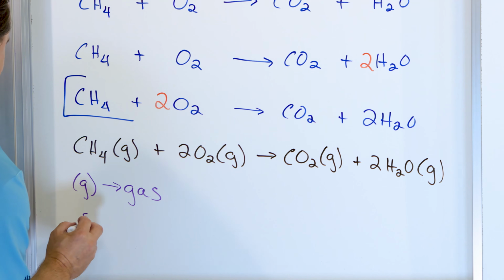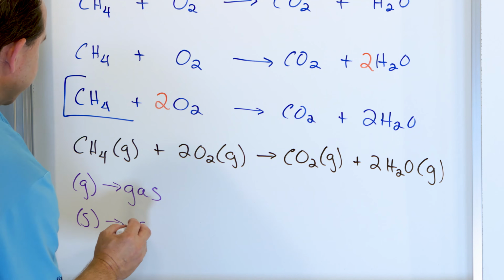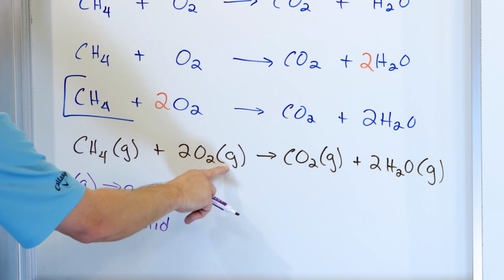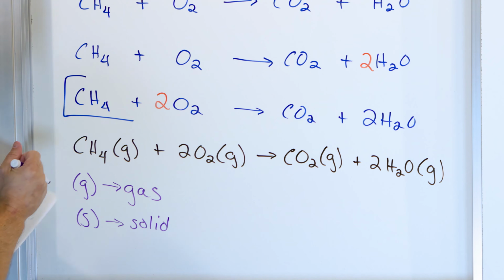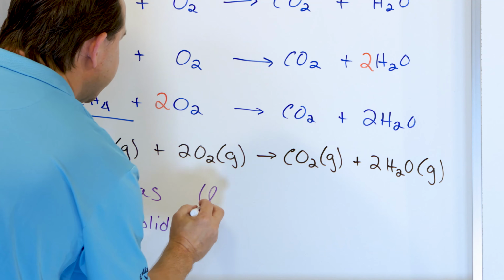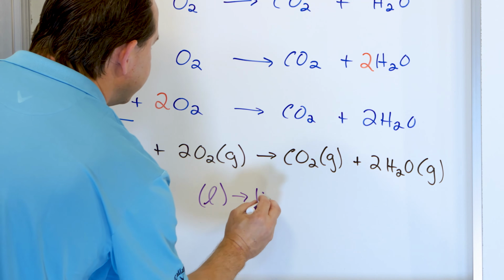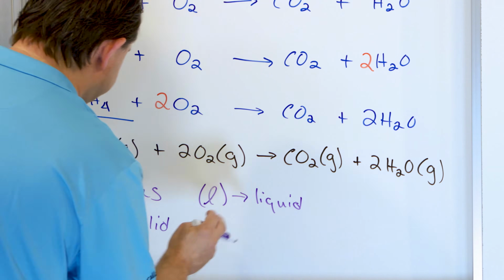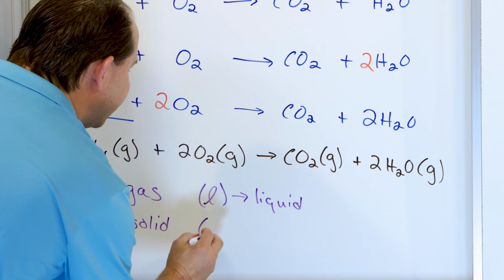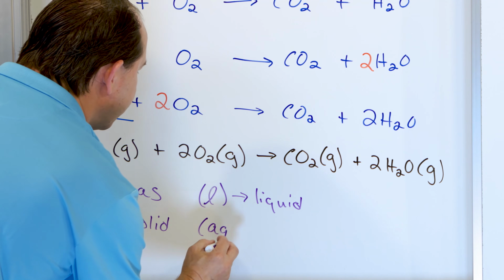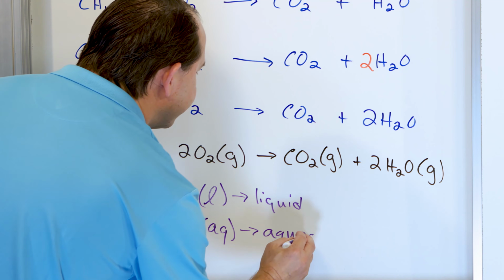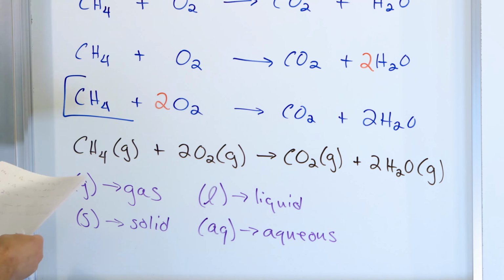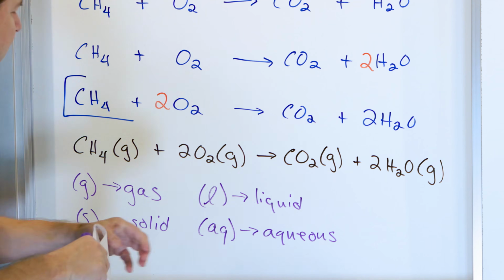What we generally see is that G means gas. Can you guess what S means? That's solid. Right? If I put an S here, it would be solid oxygen, right? Well, that's pretty hard to come by, but you could put it there, right? Liquid would be L. And the one that gives students the most trouble in the beginning is AQ, which means aqueous.